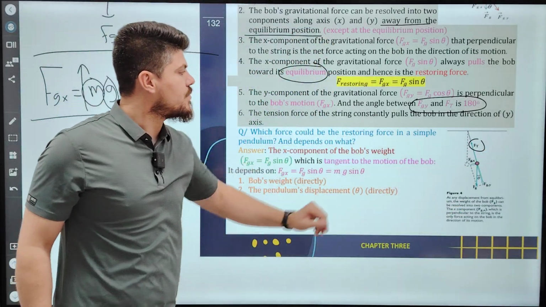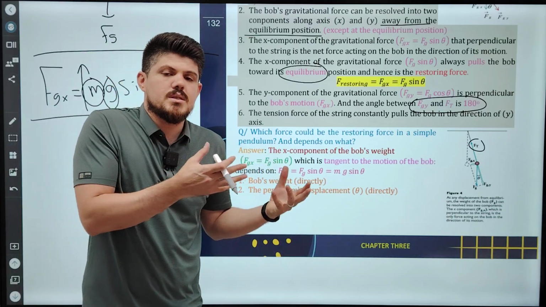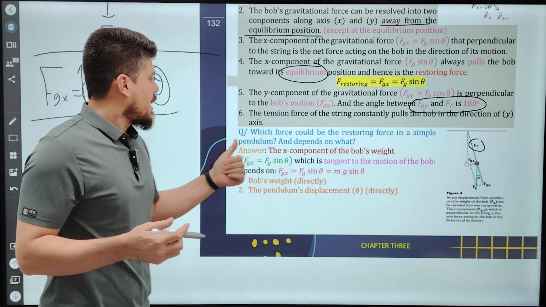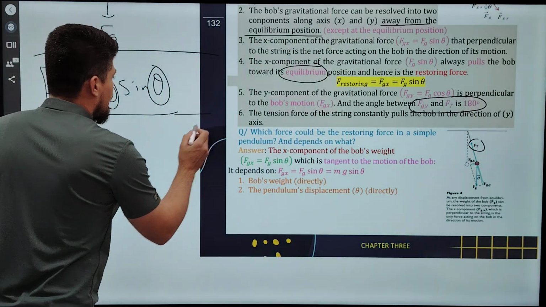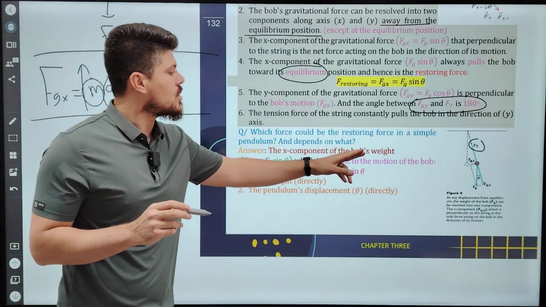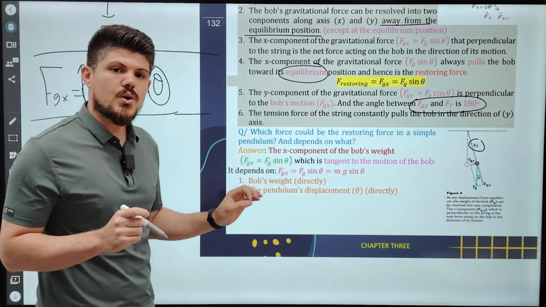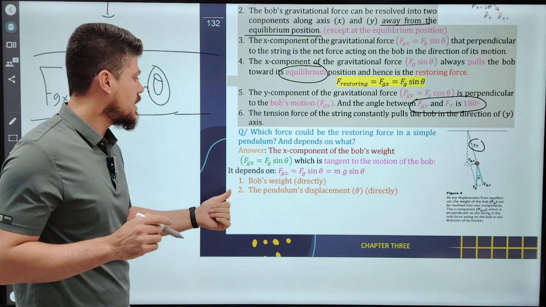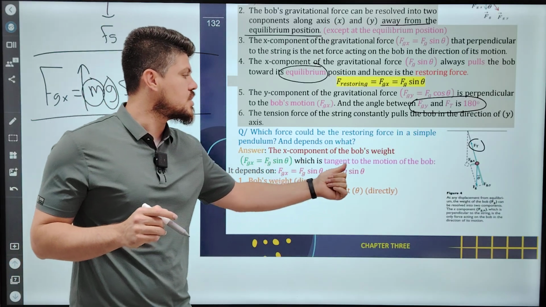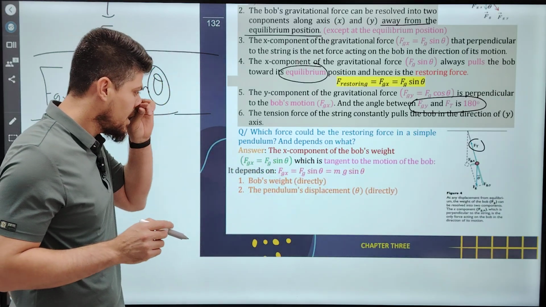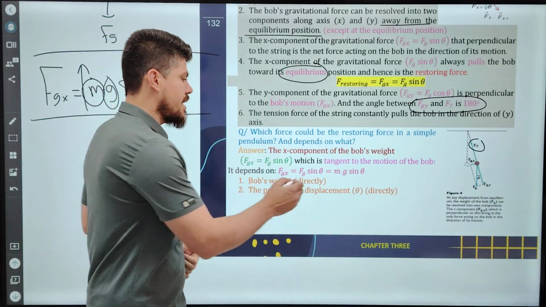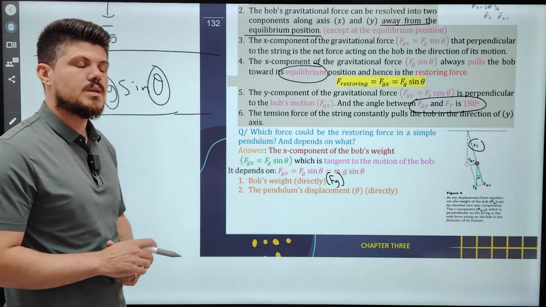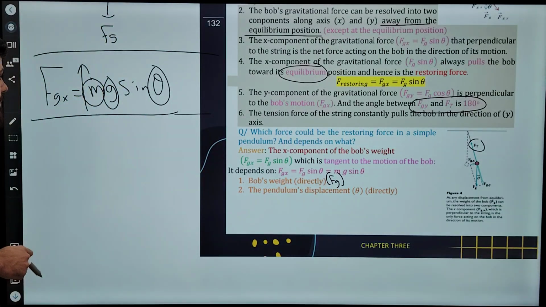Which force could be the restoring force, in a mass spring system or in a simple pendulum? In a simple pendulum, the force is Fgx, the x component of the Bob's weight. Which component is the restoring force in a simple pendulum? The X component of the Bob's weight, which is equal to Fg sine theta, tangent to the motion of the Bob. Okay? It depends on what? Bob's weight, Fg, and the pendulum's displacement, which is directly proportional.